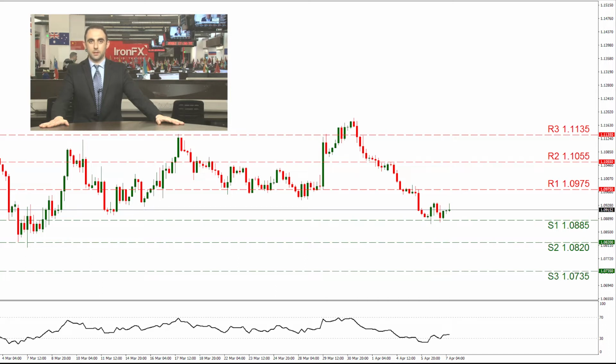To the upside, the R1 1.0975 resistance may be engaged, as was the case on the 5th of April. Higher, we note the R2 1.1055 resistance level that was tested in the past days, and even higher the R3 1.1135 level, which may also be a target in a buying momentum scenario.